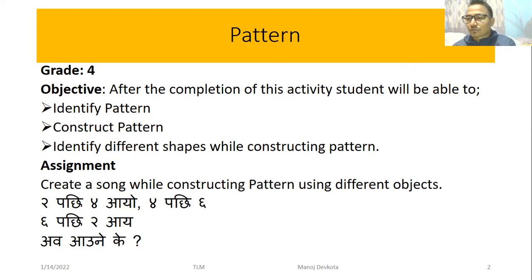And they can also create a song like triangle square, triangle पछि square आए square पछाडि square पछि triangle आए अब आउने के, or triangle पछि square, square पछि triangle, triangle पछि square आए अब आउने के. So they can make song and then also create a pattern.